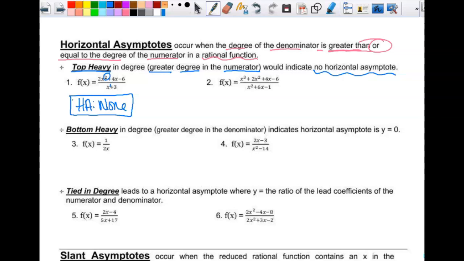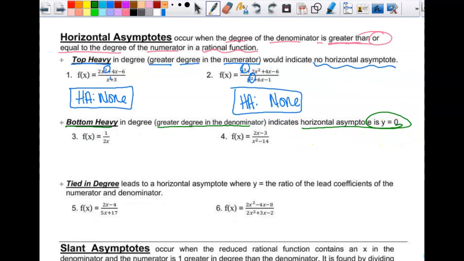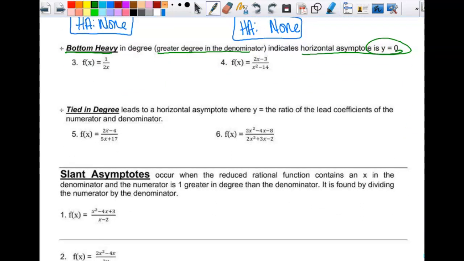Number two here, this is a third degree over a second degree. That makes it top heavy. That's none for your horizontal asymptote. That easy. Something we need to know when we're graphing. So if it is bottom heavy in degree, greater degree in the denominator, it's super easy. You just have a horizontal asymptote at y equals zero. Don't have to do any work. So we look at number three, you have a first degree in the denominator, there's nothing in the numerator, so it's bottom heavy, so your horizontal asymptote is the line y equals zero.